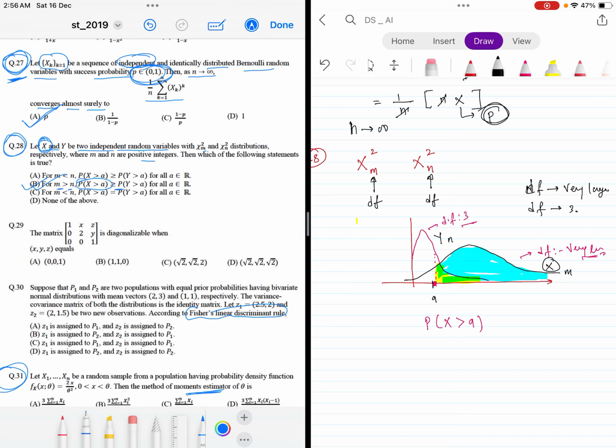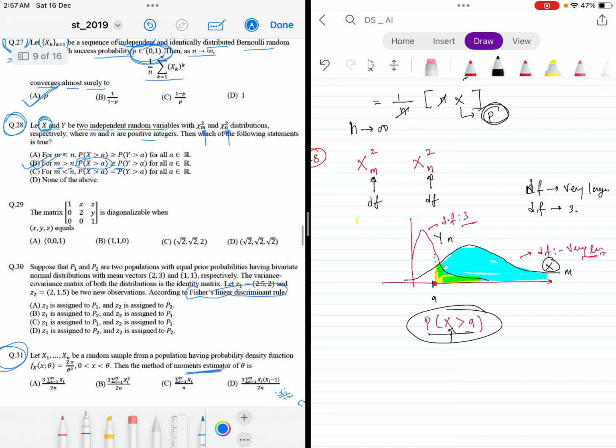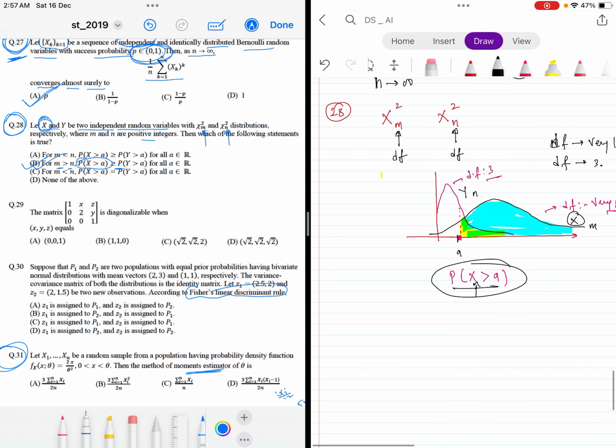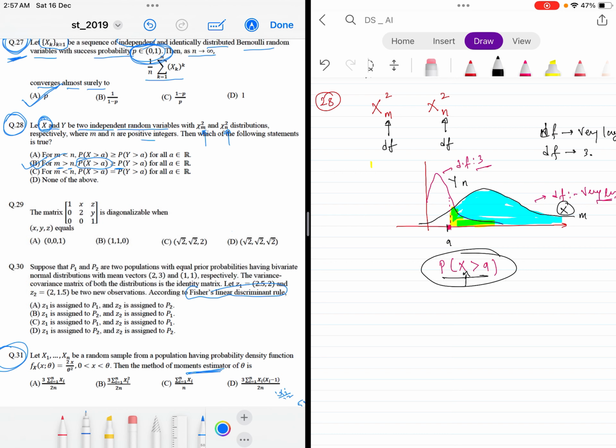The main point is that here you will have to observe the degree of freedom, and you need to have the visualization of how the chi-square distribution varies as we increase the degree of freedom, and you need to know what this represents. This represents the probability that random variable x is greater than a, and this is the area under the curve of the probability density function. That is all. So for this question number 28, option B is the correct one.